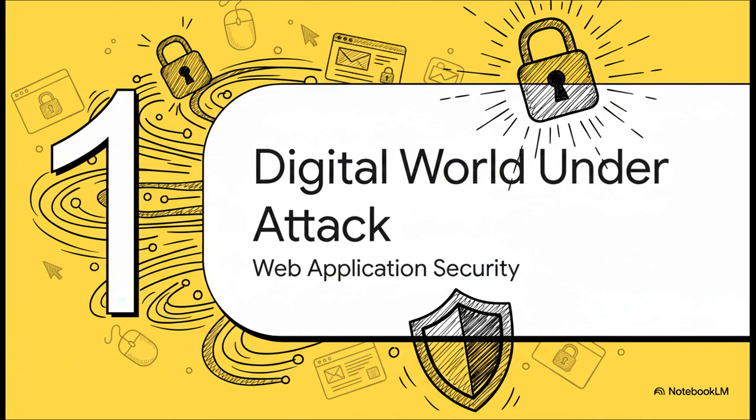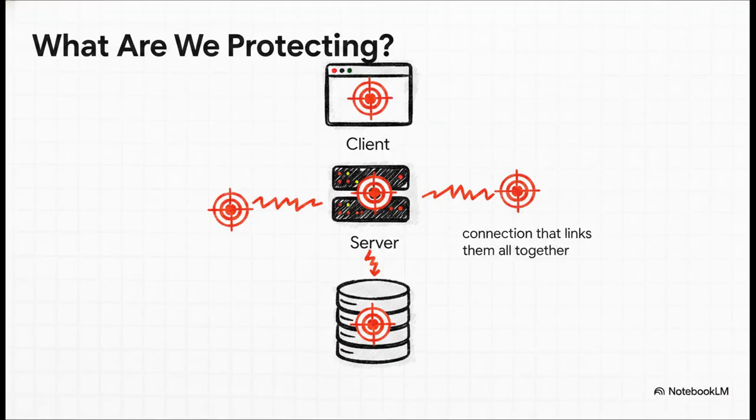So, what is this all about, really? Well, web application security is basically just about protecting websites and online services from all the bad stuff out there. Think of it as the digital bodyguard for every website you use. Now, to get how the attacks work, you first have to know what we're protecting. Think of any website as having a few key parts. You've got the client, that's literally your web browser. Then there's the server, which is where the website actually lives, and the database, kind of like the site's brain, where all the information is stored. And of course, the connection tying them all together. Every single one of these can be a target.